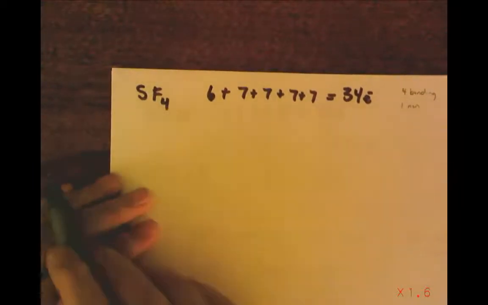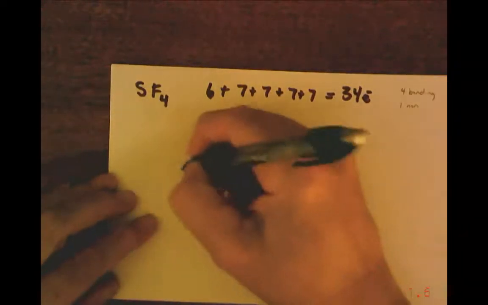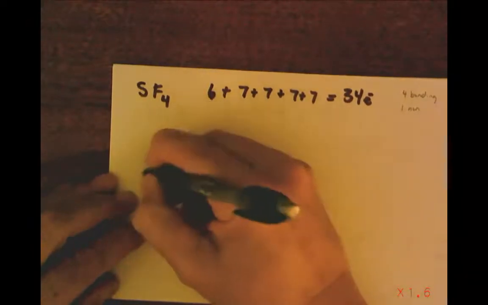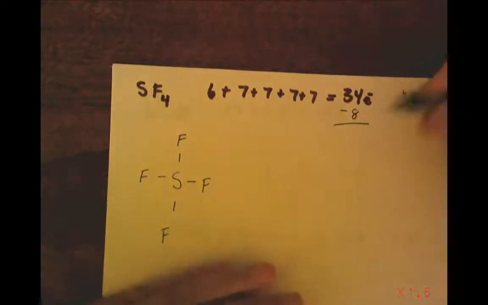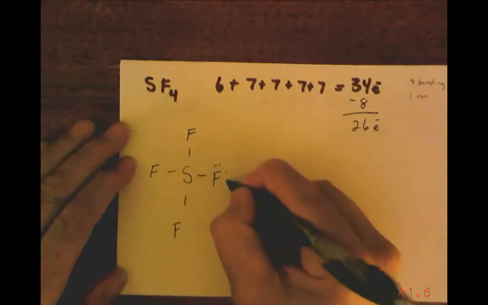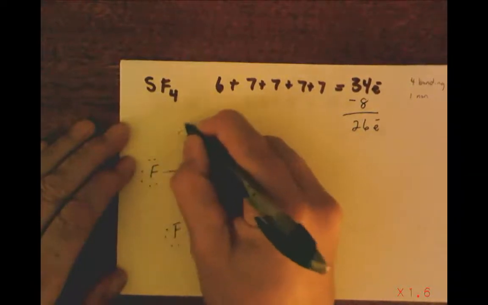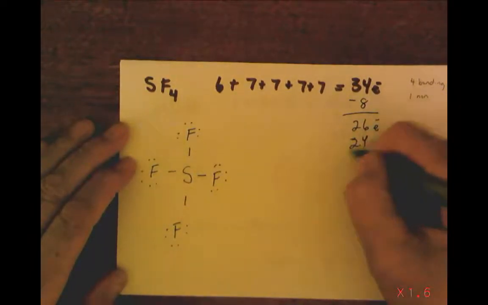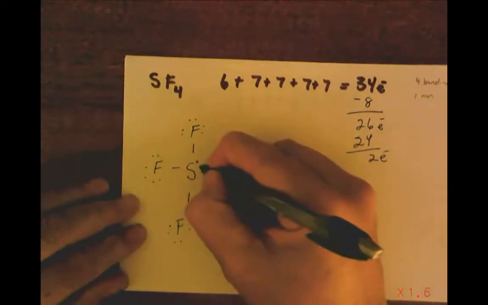Sulfur tetrafluoride. Okay, 1, 6, and then 7 for a total of 34 electrons. So let's go 1, 2, 3, 4. Put our F's on there. 2, 4, 6, 8. I've used 8. I'm left with 26 electrons, if I can subtract correctly. And we put our octets on our outer atoms. So 2, 4, 6 times 4 is 24. So that leaves me with 2 electrons left over. They would go on the central atom.